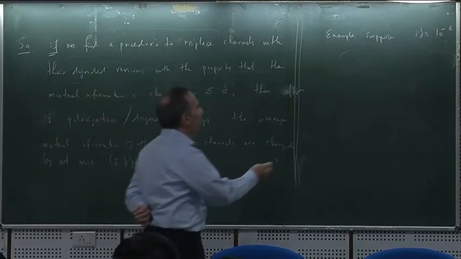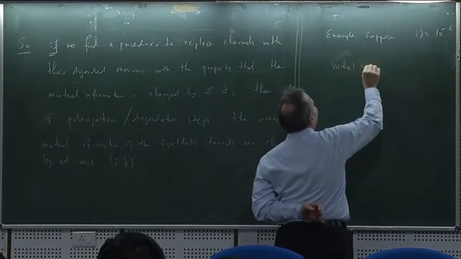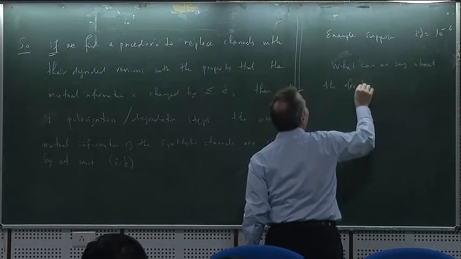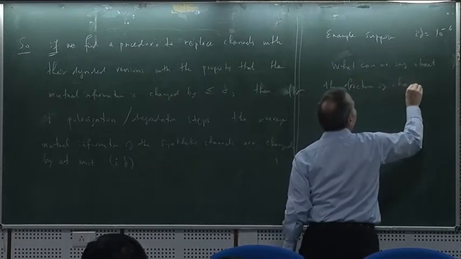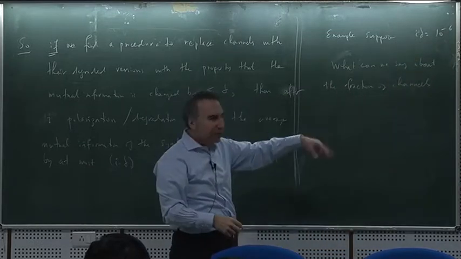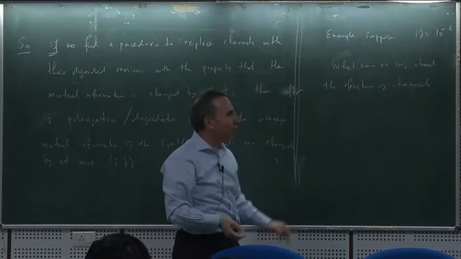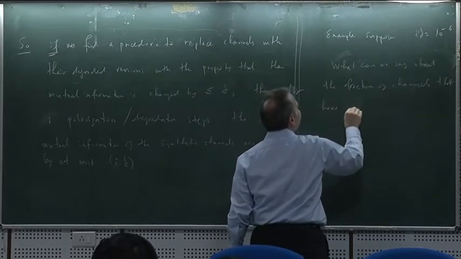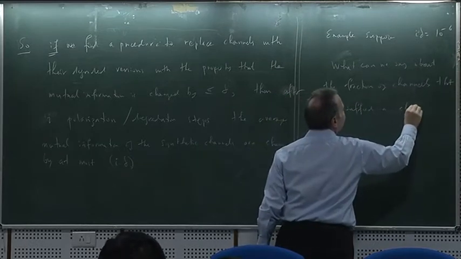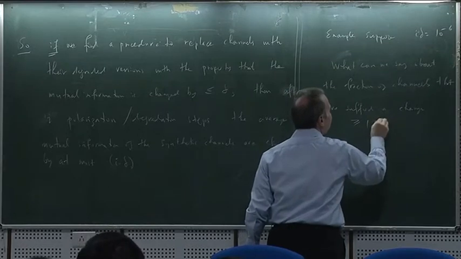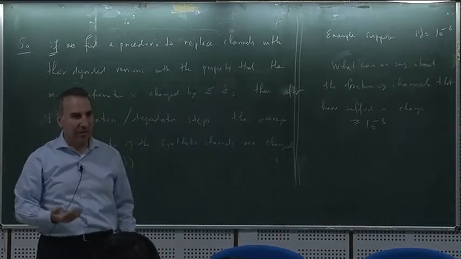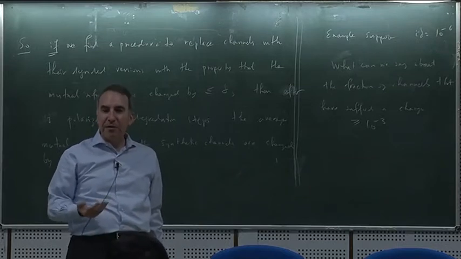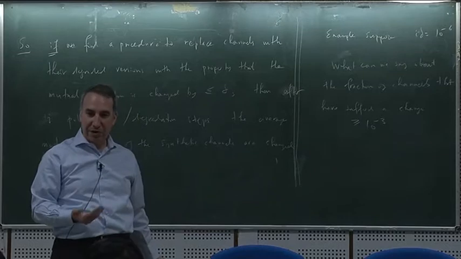Okay. Let me ask the following thing. What can we say about the fraction of channels at this ith level? Okay, there are these 2 to the I channels in there. How many, or what fraction of them, have suffered a change which is more than, let's say, 10 to the minus 3. Okay. So the average change is 10 to the minus 6. Okay. I'm asking you about how many have changed by more than 10 to the minus 3.